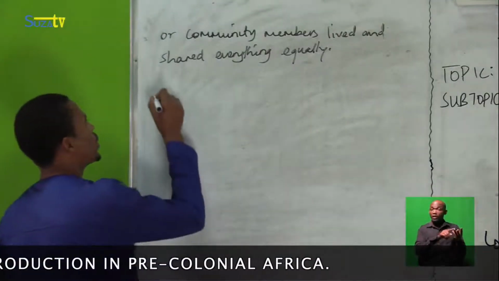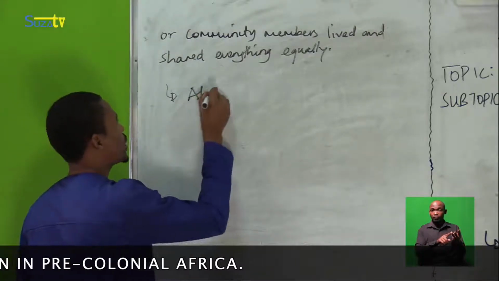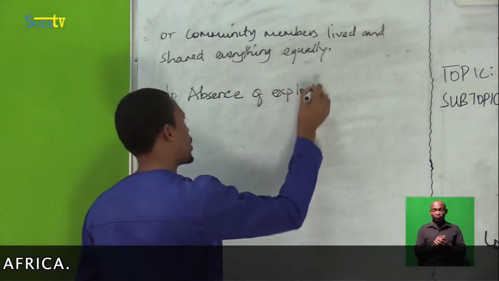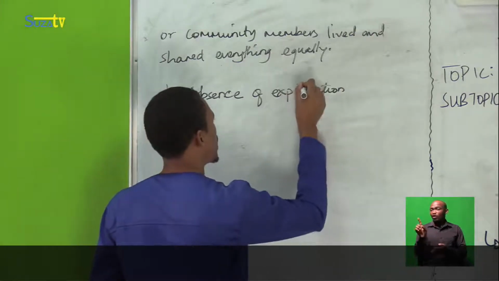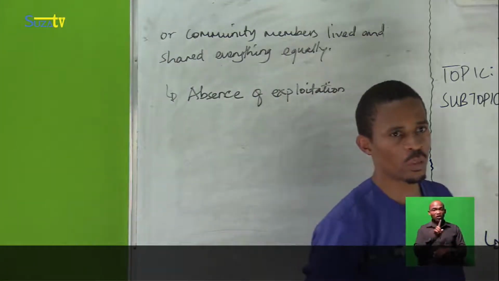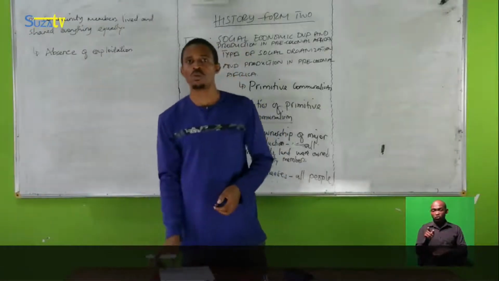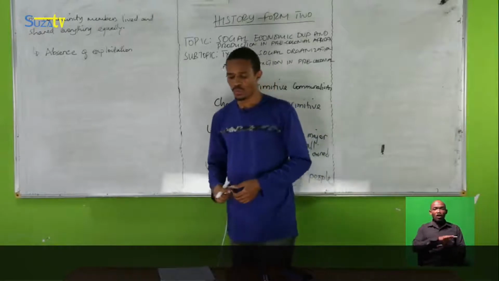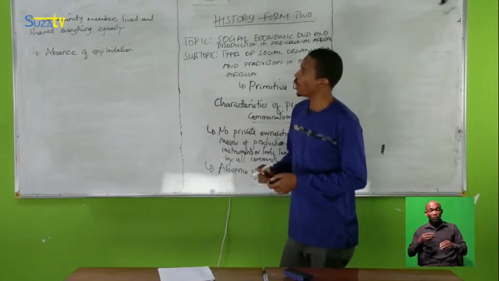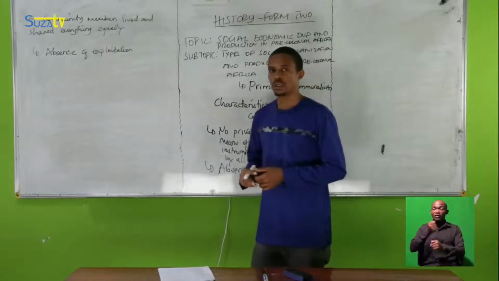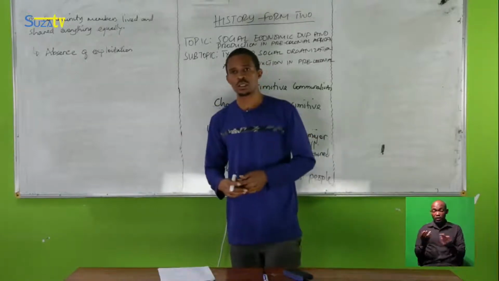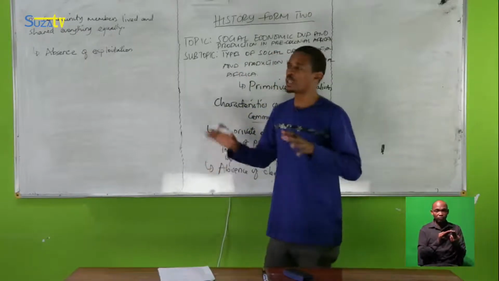Another characteristic is absence of exploitation. There was no exploitation of man by man during primitive communalism. All the able-bodied people, all community members who were able to supply their power, did so, and what was collected was distributed equally.